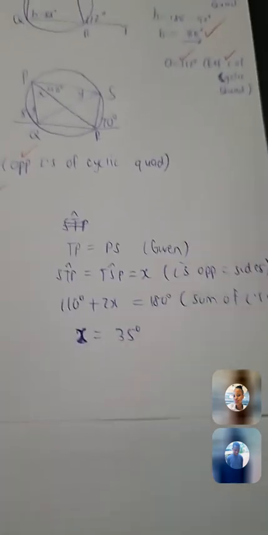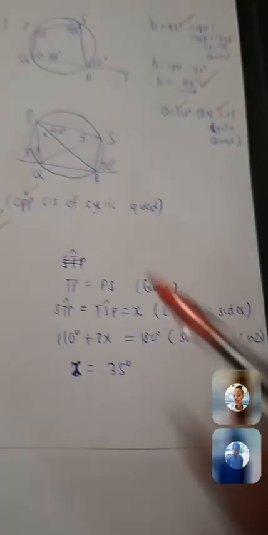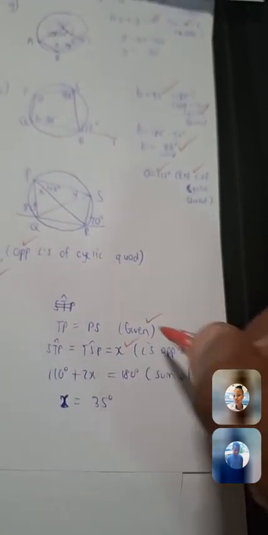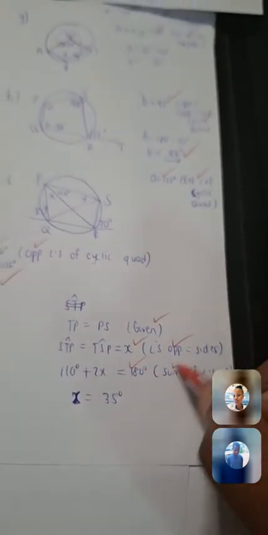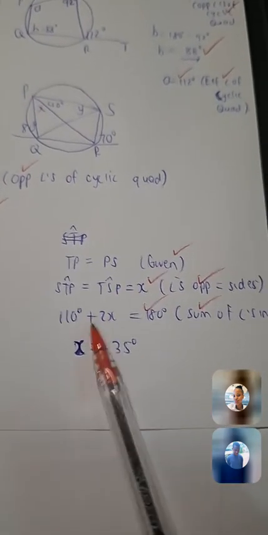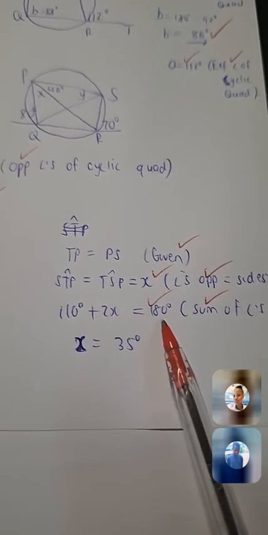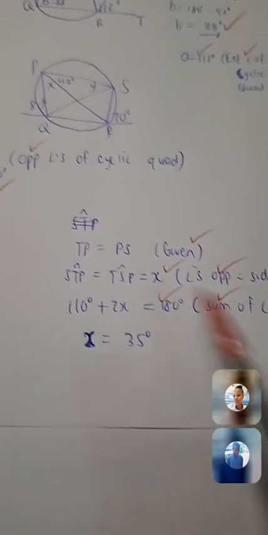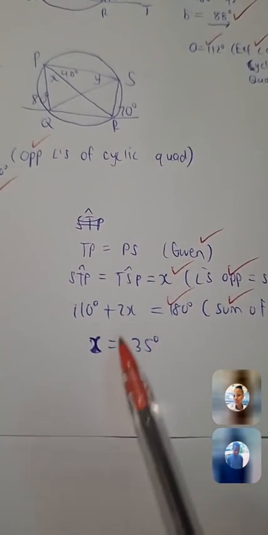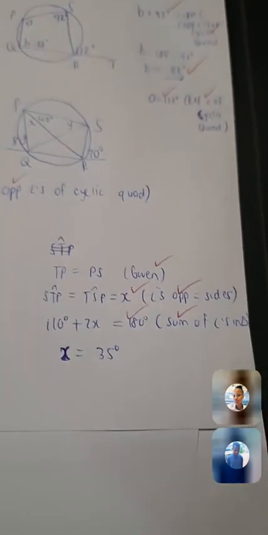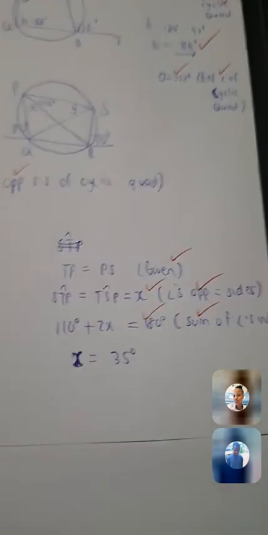So that was Presh doing her thing. I could see that Superwoman cape was definitely on. That's how we get the value of x. 110 plus 2x is equal to 180 degrees, sum of angles in a triangle, and then we transpose and divide by 2, and we get x is 35 degrees. 100% spot on. Did not even miss a breath there.